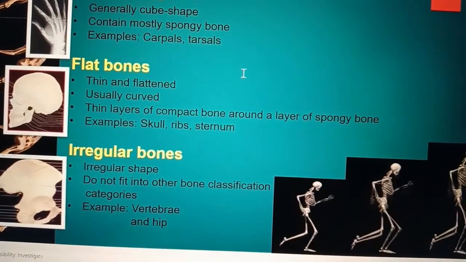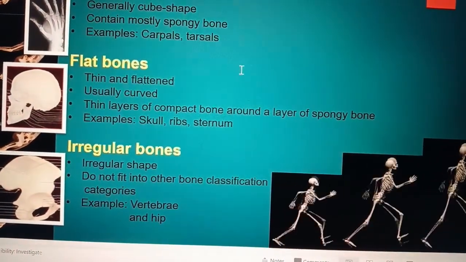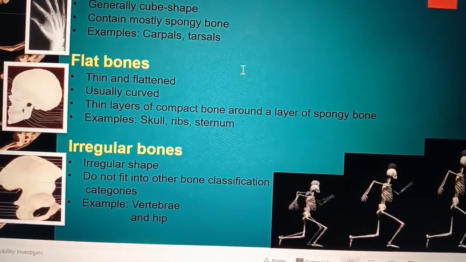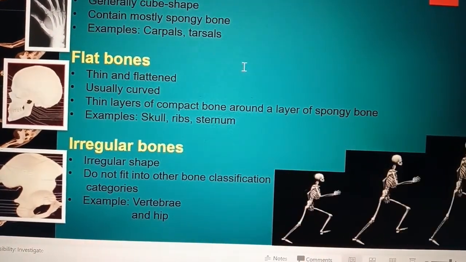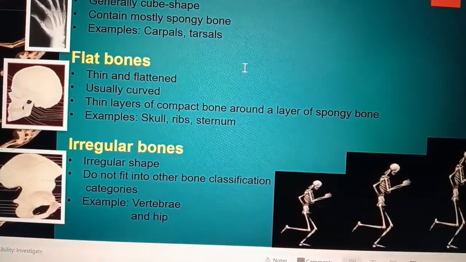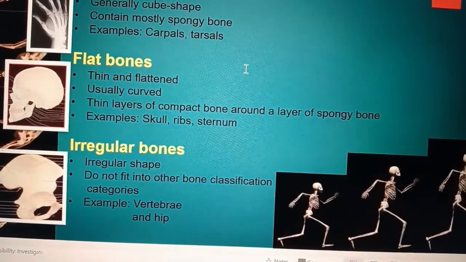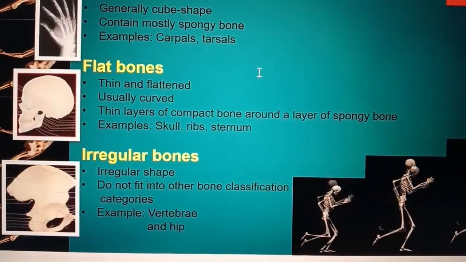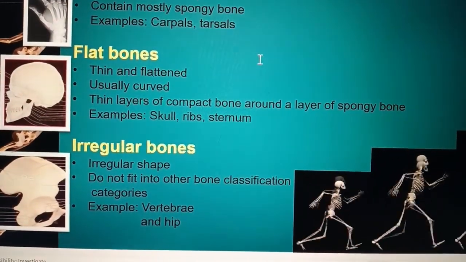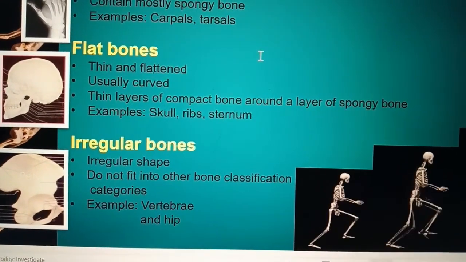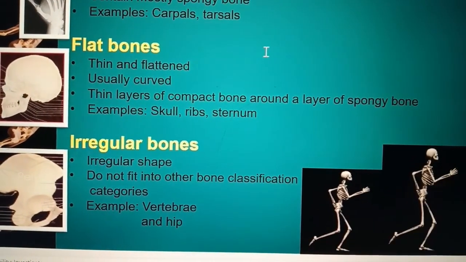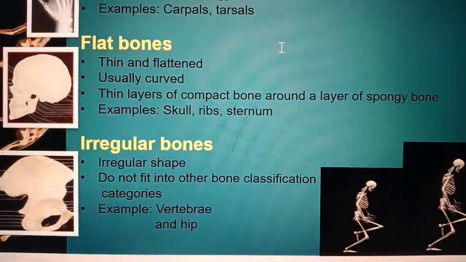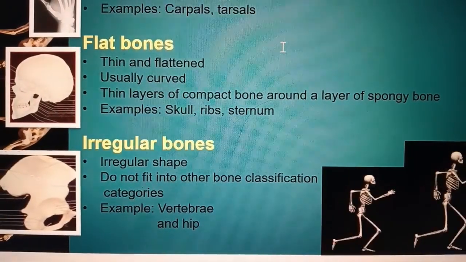So the flat bone, that is why it's called flat, thin and flattened, usually curved. Examples are the skull, the ribs, and the sternum. Usually curved, with a thin layer of compact bone around a layer of spongy bone. And this is actually an irregular bone. So, why is it an irregular bone? Because it's irregular in shape and does not fit into other bone classification categories.